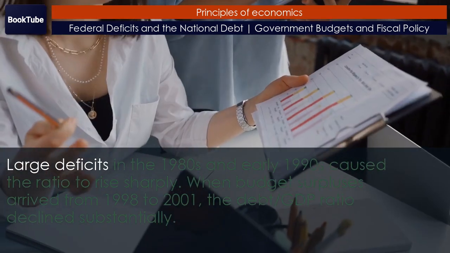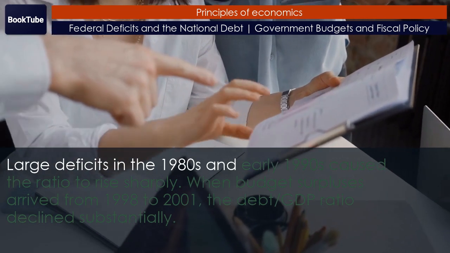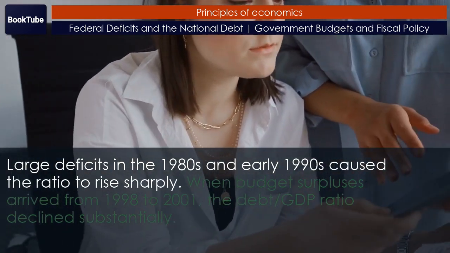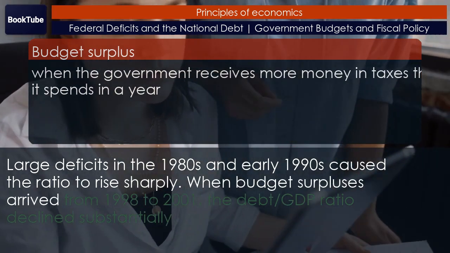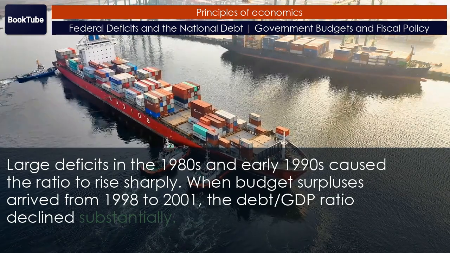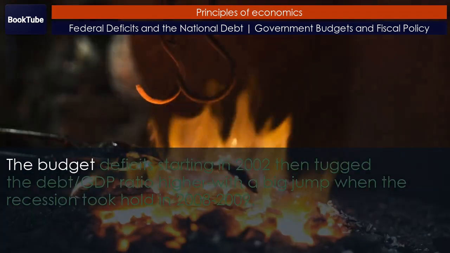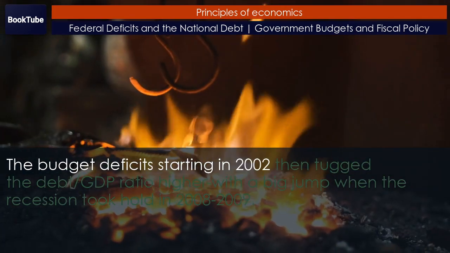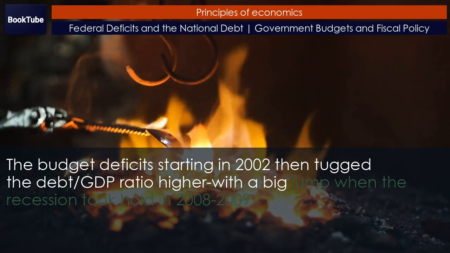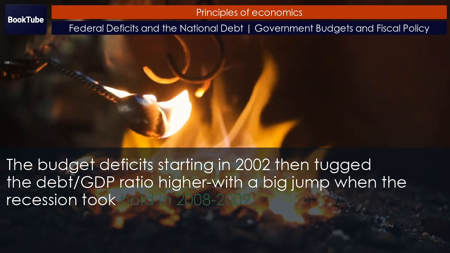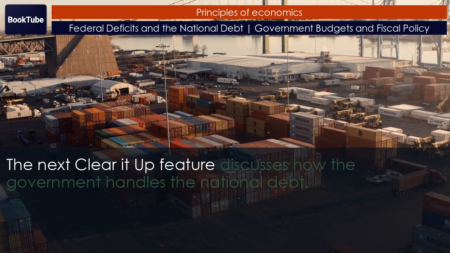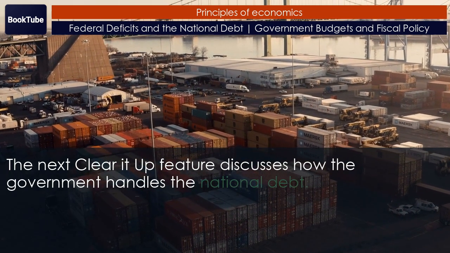Large deficits in the 1980s and early 1990s caused the ratio to rise sharply. When budget surpluses arrived from 1998 to 2001, the debt-GDP ratio declined substantially. The budget deficits starting in 2002 then tugged the debt-GDP ratio higher, with a big jump when the recession took hold in 2008-2009. The next Clear It Up feature discusses how the government handles the national debt.